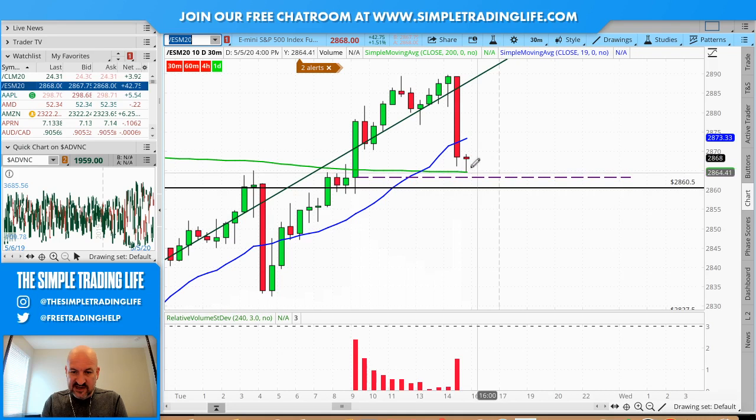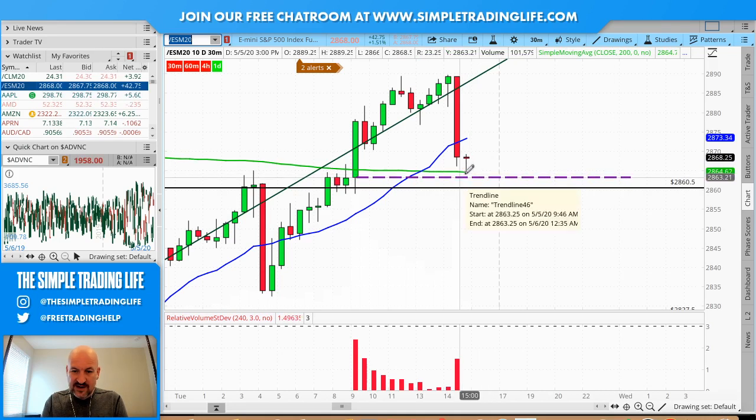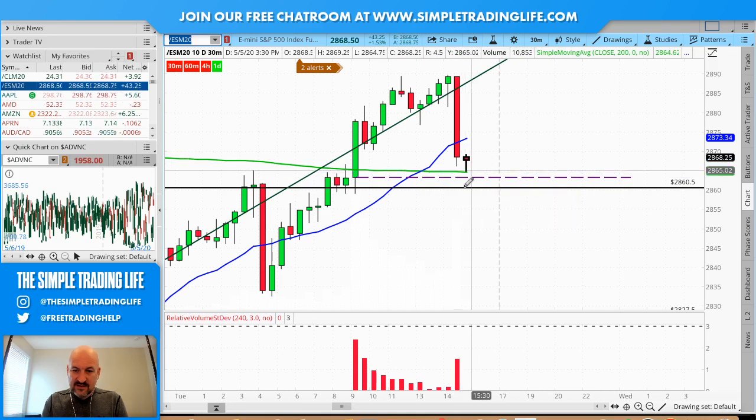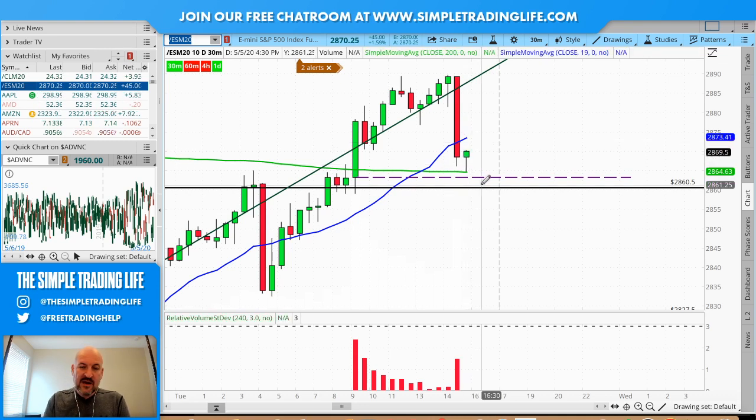Oh, there we go. See, we went right to the 200, right there. So we knew once it broke through here, this was the next likely area that it would catch some support.